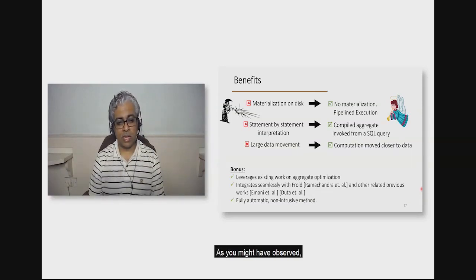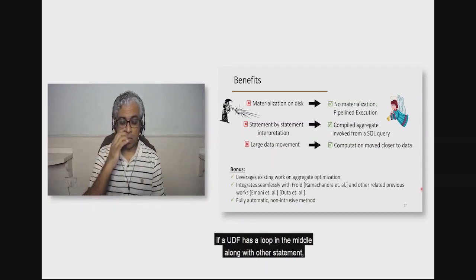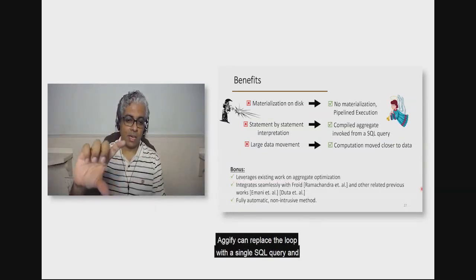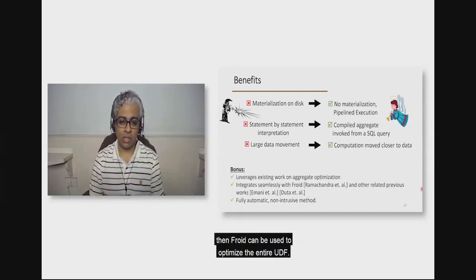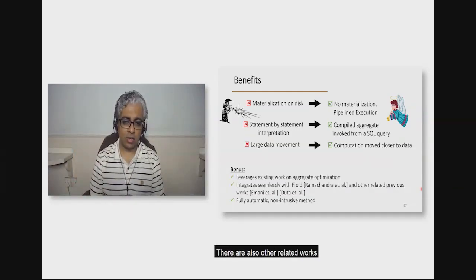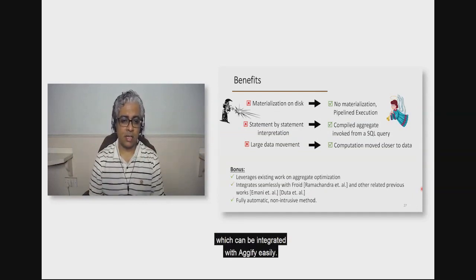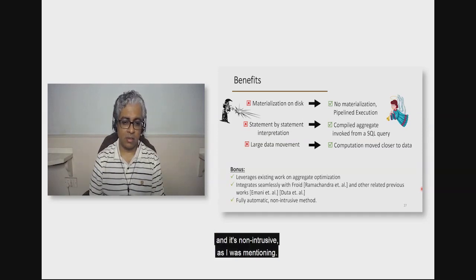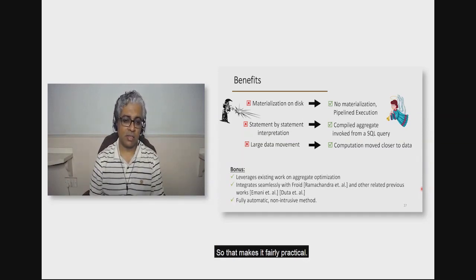And as you might have observed, this technique will integrate seamlessly with Froid, which I mentioned earlier. If a UDF has a loop in the middle along with other statements, Aggify can replace the loop with a single SQL query, and then Froid can be used to optimize the entire UDF. There are also other related works which can be integrated with Aggify easily. And the final thing is that this is a fully automatic technique, and it's non-intrusive, as I was mentioning, so that makes it fairly practical.